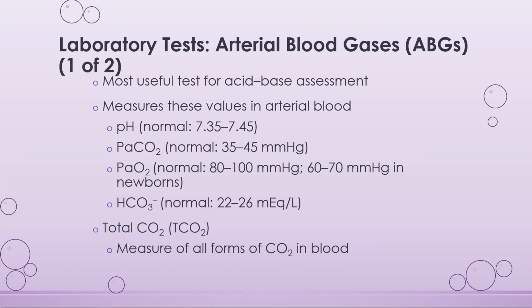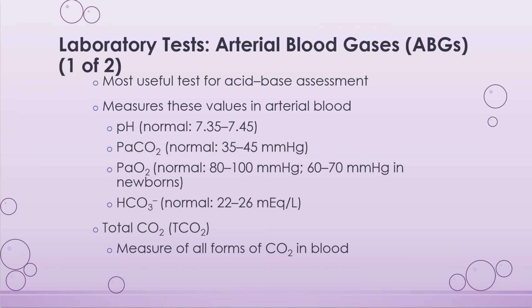So a normal pH is between 7.35 and 7.45. A normal CO2, remember partial pressure, that's what the P is for, normal is 35 to 45 millimeters of mercury. A normal PO2 or PaO2, partial pressure of oxygen, is around 80 to 100, okay? 60 to 70 in little babies, and they're not great at breathing yet.